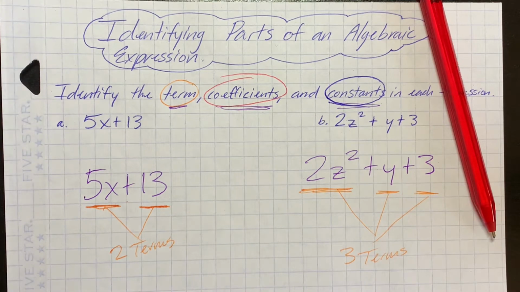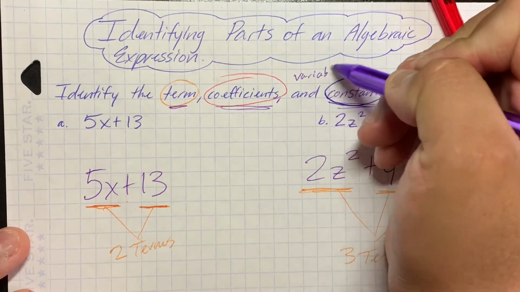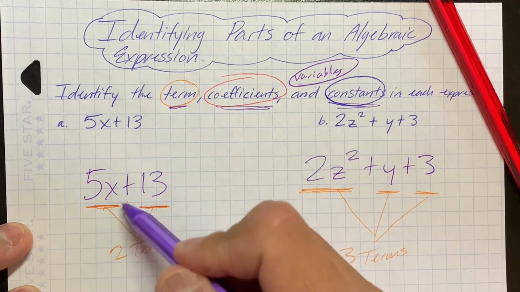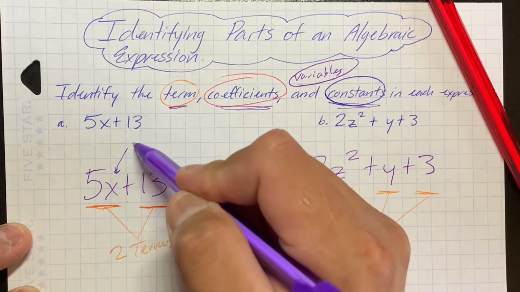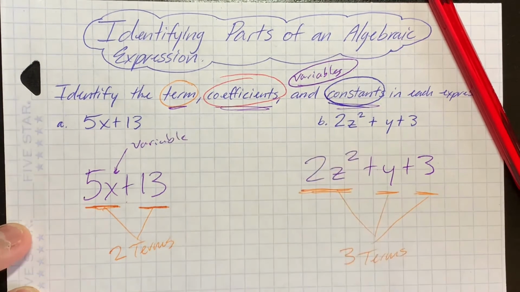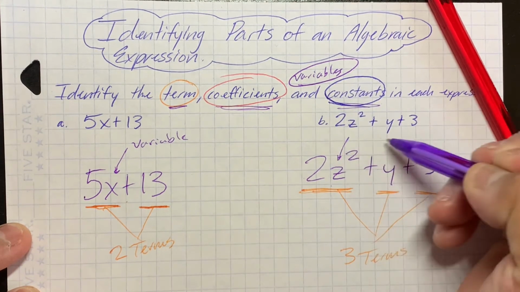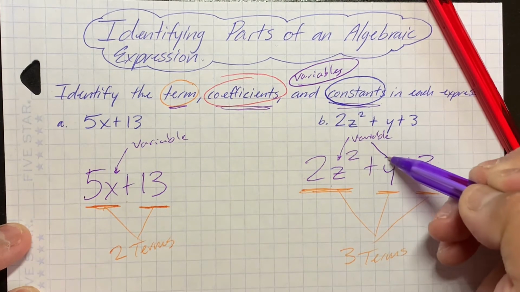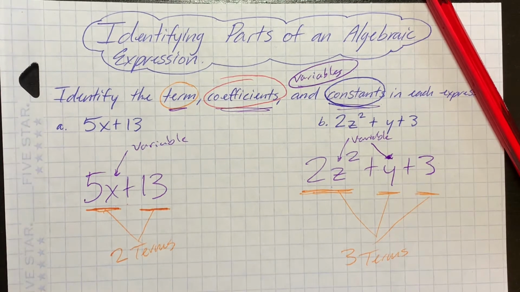Next, we want to identify variables. We'll take it a step further. We're going to find variables in purple. Now, look for letters, look for alphabets. So in the term 5x, you have the variable x. On the other side, z squared would be a variable, and also y would be another variable. A variable is a letter, an alphabet, that represents an unknown value.